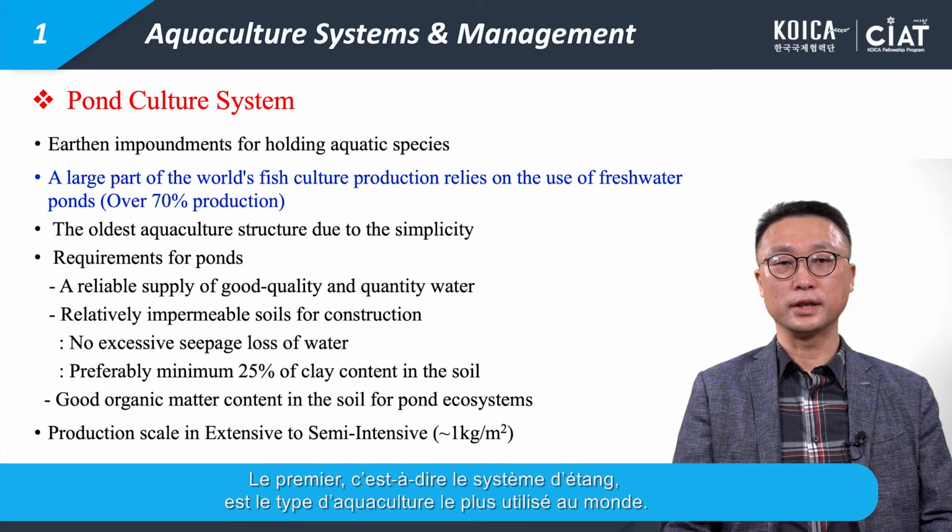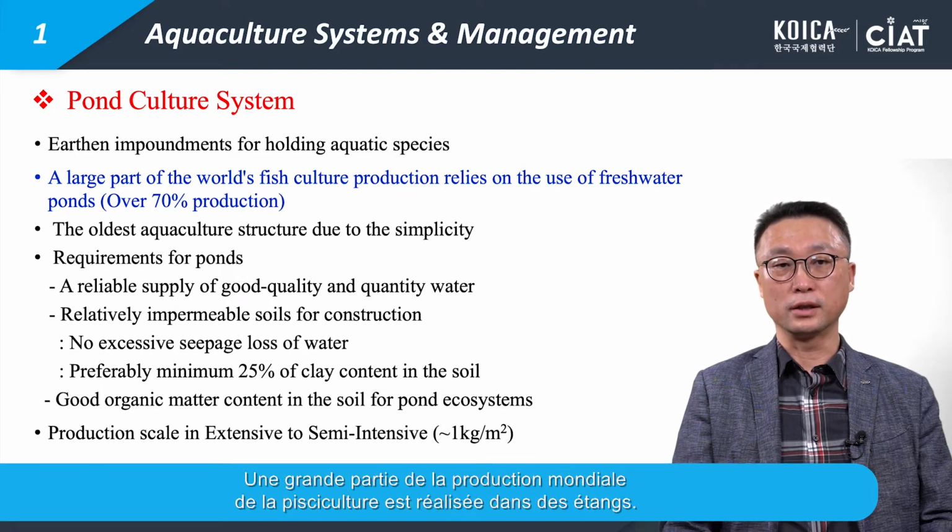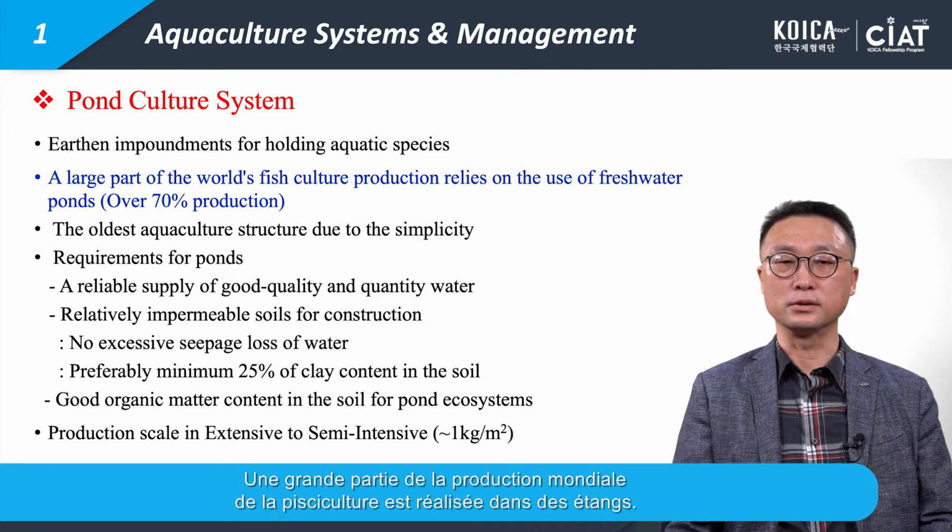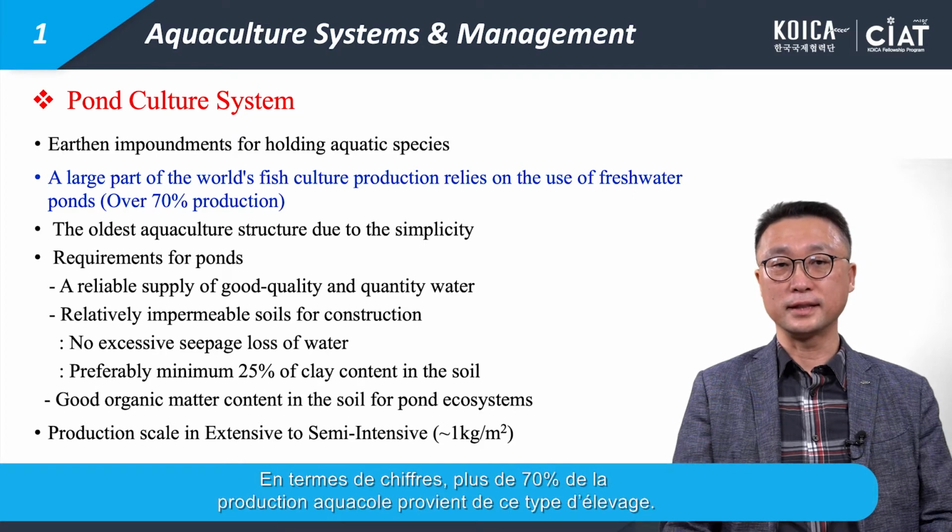The first one is pond aquaculture systems. This type of system is the most used aquaculture system in the world. Basically, the large part of world fish culture production relies on the use of the freshwater pond. In statistics, over 70% of production is coming from this type of pond aquaculture system.